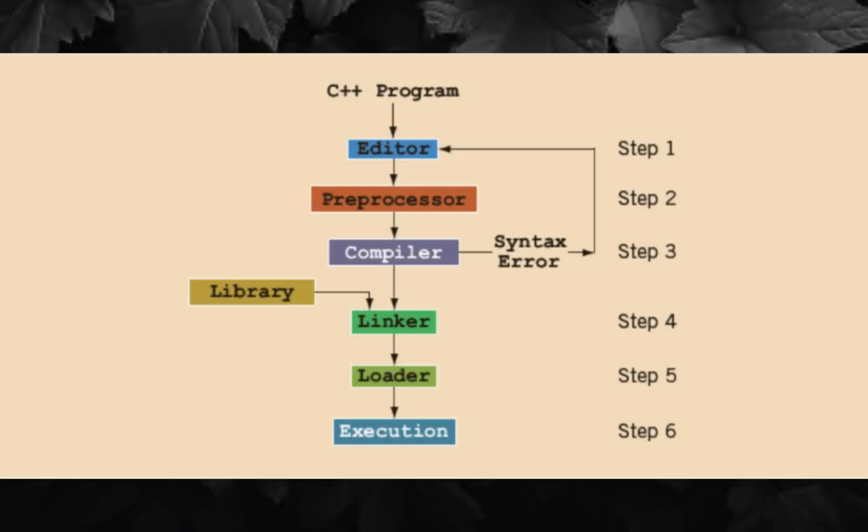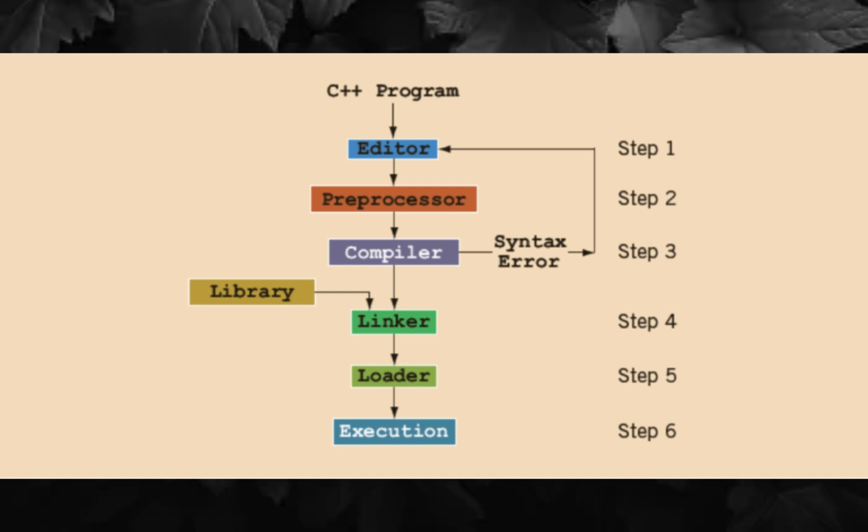And here is a flowchart explaining C++ programming in a more efficient and easy way, as the human brain can pick up graphical data more easily. In the C++ program, the first step is the editor, and the next step is the preprocessor, which we discussed before. The next step is the compiler. If there is a syntax error in the compiler, you have to go back to step 1, which is the editor.